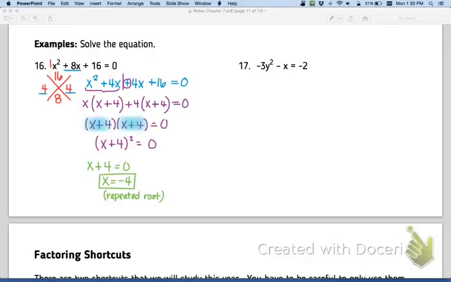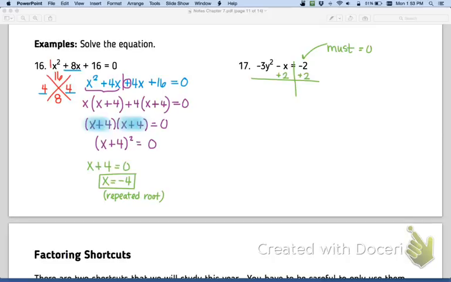So that's not good. If we look at number 17, we need this to be equal to 0. You can't solve it if it's not equal to 0. So what could we do? We could add 2 to both sides. That's exactly right. So if I add 2 here and add 2 over here, this is where my equal sign is.